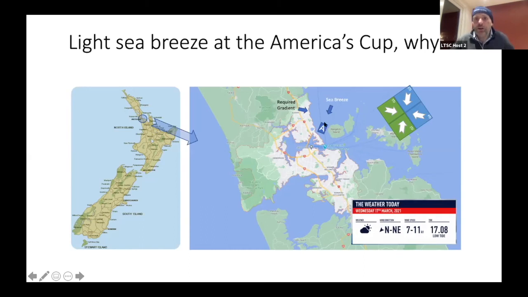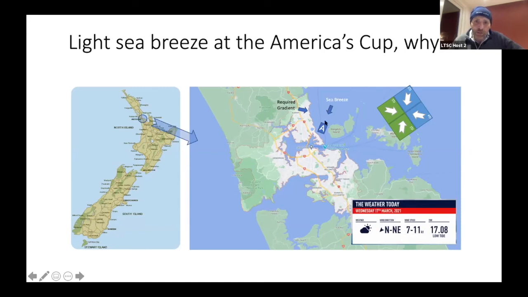They set the course A as southerly as they could to get a squeeze off Rangitoto Island. So Rangitoto Island's that big volcano you could see, the extinct volcano, in the pictures. So that was up the right-hand side of their course. And they're using that because they wanted some compression off that island to give a bit more breeze in here. And the sea breeze did settle in at northeasterly, but at 7 to 11 knots.